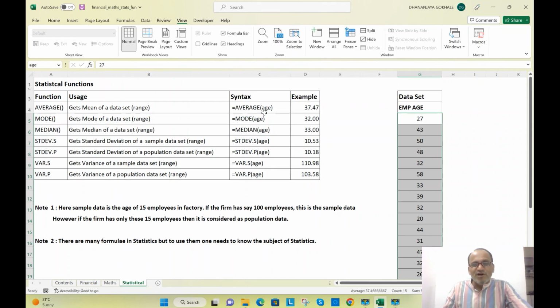Now you will see what is written in brackets: age. Age is nothing but, as I have covered earlier, the name given to the range over here. So formulas look pretty simple, right? Average within brackets age means average of this data range, and everywhere it is the same. Nothing to explain. Average age, mode age, median age, and so on, all the way to variance of population of age. That's how you can quickly get the entire statistics. The main statistical figures of a data range can be quickly worked out in this manner.